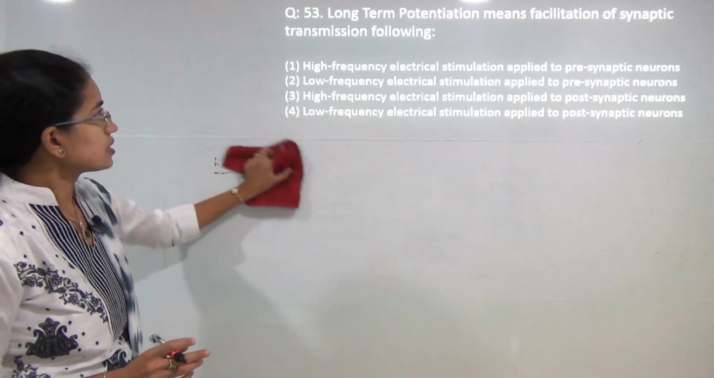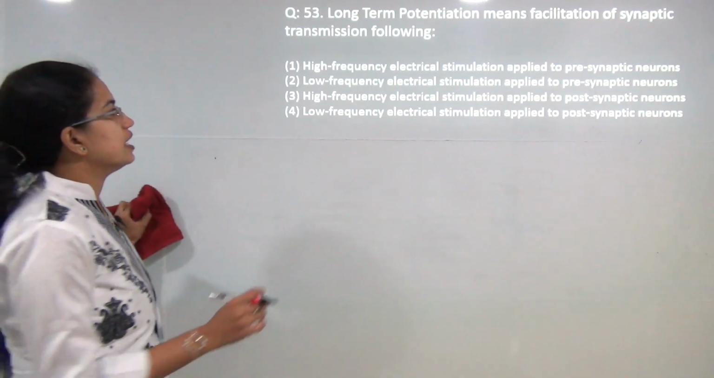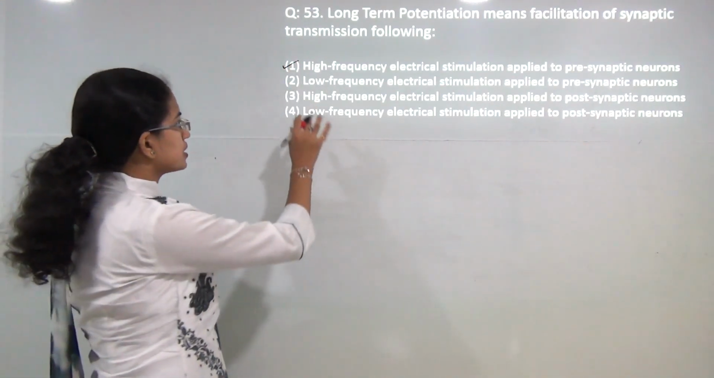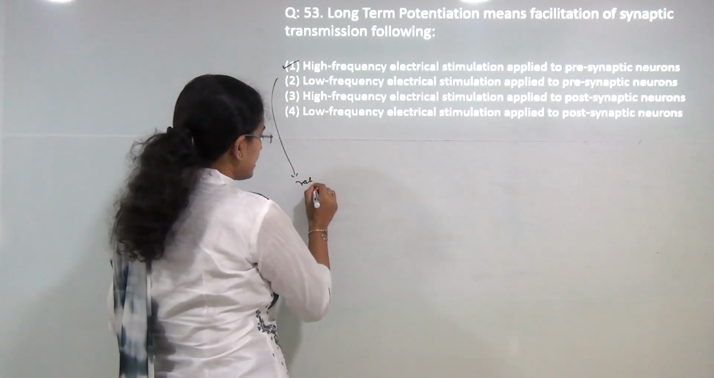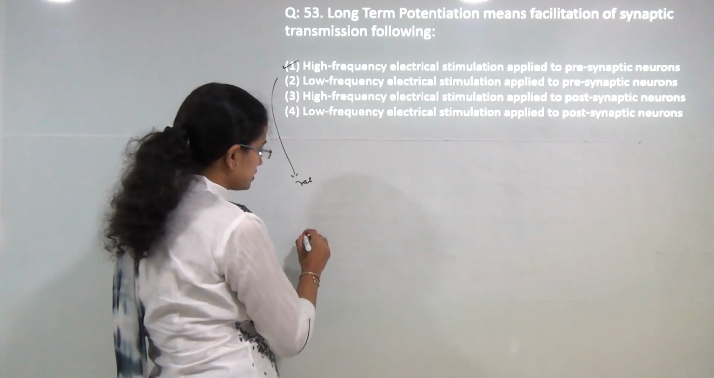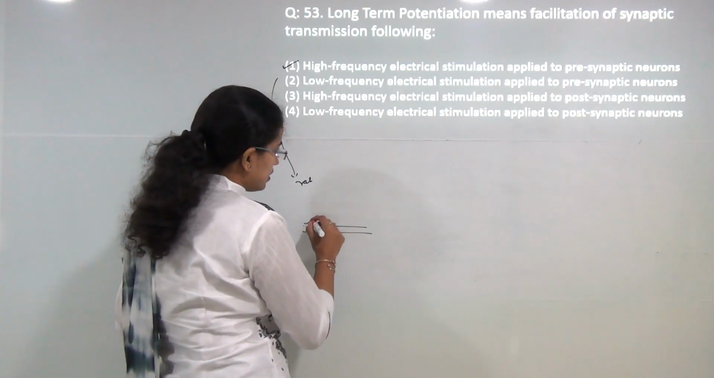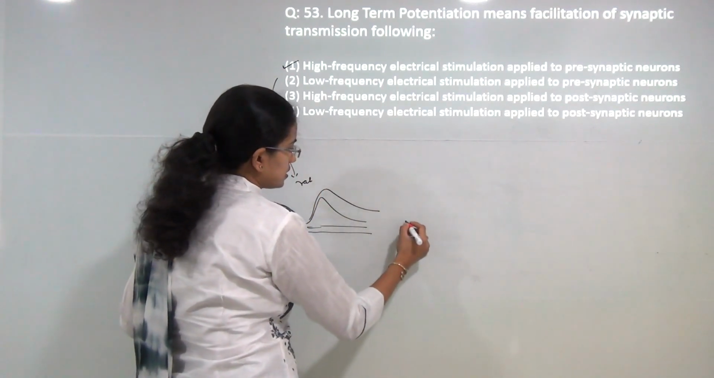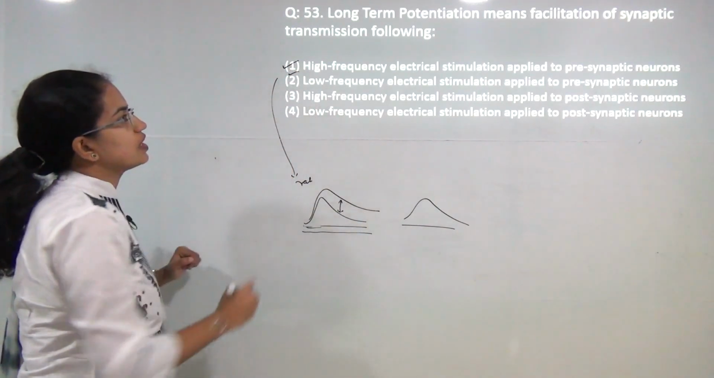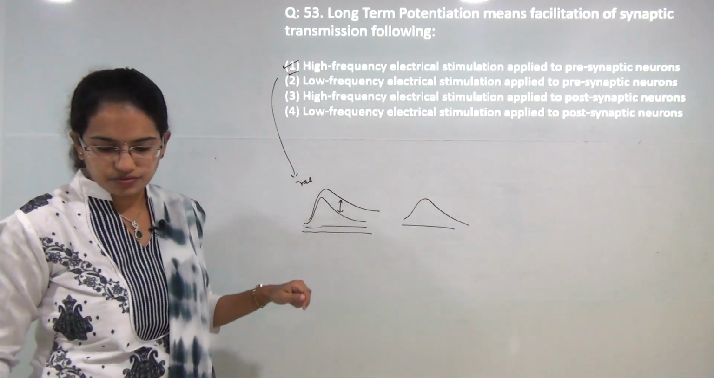Next question. Long-term potentiation means facilitation of synaptic transmission following a high frequency stimulation which is applied to the presynaptic neuron. Now the case study that was done on this was on a rat, and the rat was given high frequency electric stimulation. When the curves were read under a control group and an experimental group, the variation after the potential and before the potential was measured, and there was a significant difference in the case of high frequency electrical stimulation. So you have 1 as the correct answer for this question.